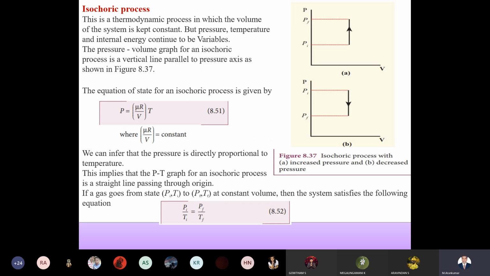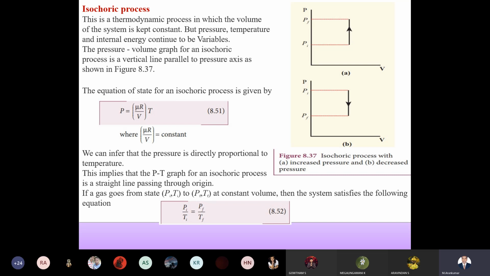Isochoric means constant volume. Right. So in the PV diagram, we get a straight horizontal line, because V is on the x-axis, so the volume will be constant throughout the process. So there is no expansion and compression. We can increase the pressure and we can decrease the pressure during the isochoric process.